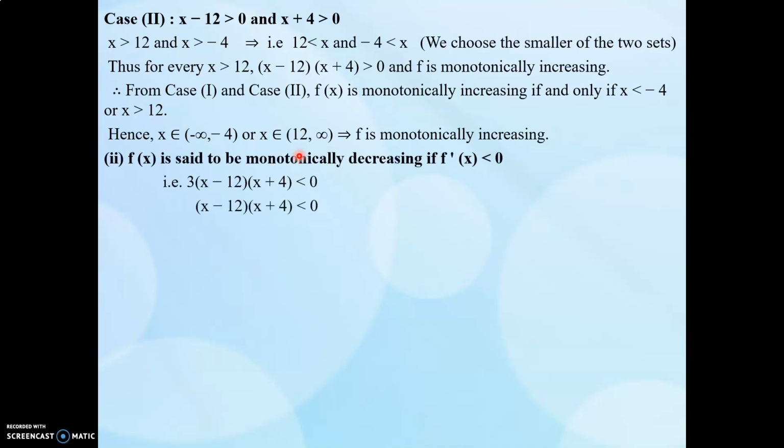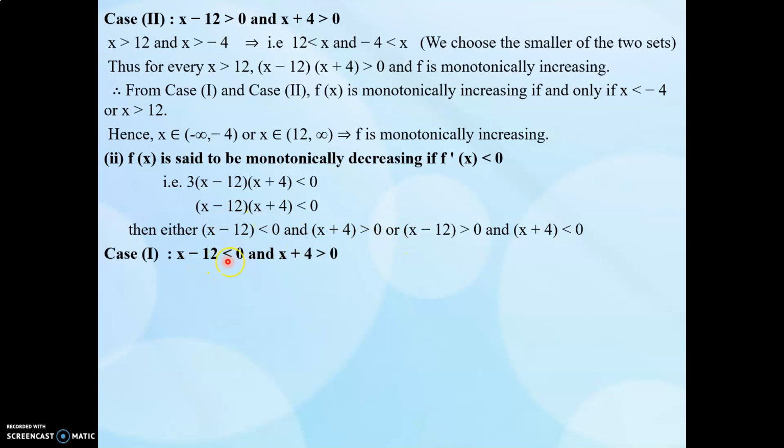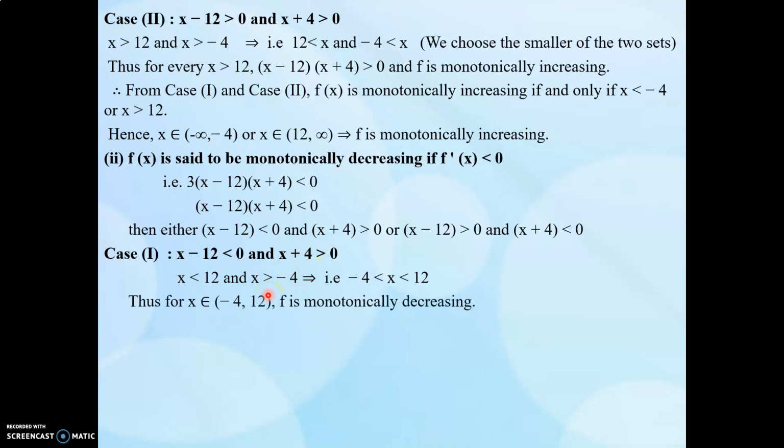Here the decreasing interval again you have to find. So among these two factors, one factor is positive and the second factor is negative. So we are considering case 1 as x minus 12 less than 0 and x plus 4 greater than 0. So x less than 12 and x greater than minus 4 we are getting from here. Among these two intervals, you can write this like this, minus 4 less than x less than 12. Combining these two, you will get this. So x belongs to open interval minus 4 comma 12. So f is monotonically decreasing in this interval.